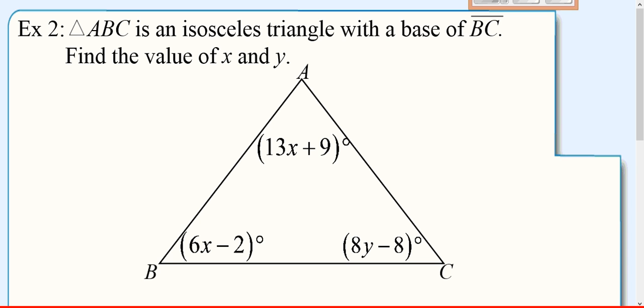Here we're going to use a slightly different theorem we just learned about, a different property. It's an isosceles triangle with base BC. If it's isosceles, that means the base angles are congruent. So if BC is the base, that means angle B and angle C are those base angles, because these would be the 2 sides then. So those 2 base angles are the same.